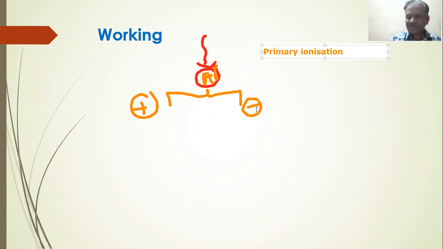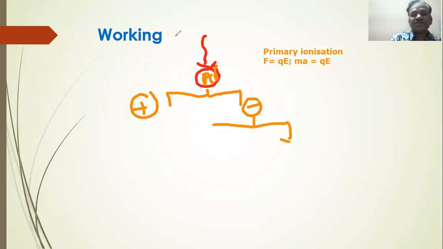Now, these electrons are accelerated, since you are applying the electrical field. We know the equation F equals q into E, and also, according to Newton's law, F equals ma. So ma equals qE. Here the electrons get accelerated. These accelerated electrons are allowed to be incident on another argon atom. Again, secondary ionization is formed here.